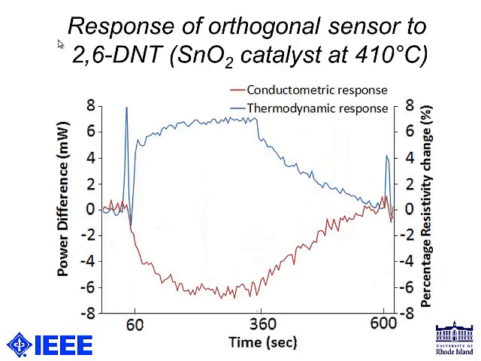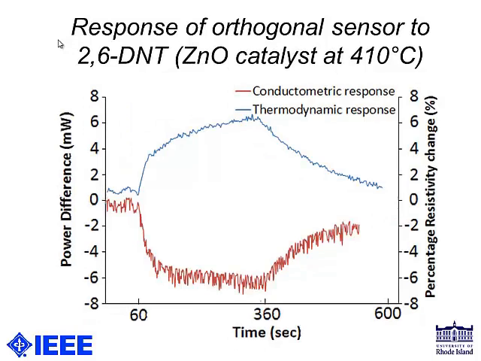So these are the typical results collected from our sensor, and this entire test is maintained at 410 degrees C. At 60 seconds, we introduce our target material, which is 2,6-DNT. The sensor, for both platforms, responds immediately, within 5 seconds, and at 360 seconds, we cut off the supply of the explosives, and they slowly recover to the baseline. Similar experiments were done with zinc oxide, and it takes longer to respond and much longer to recover. And by combining the experiments at various different temperature set points, we would be able to obtain a profile of this explosive.